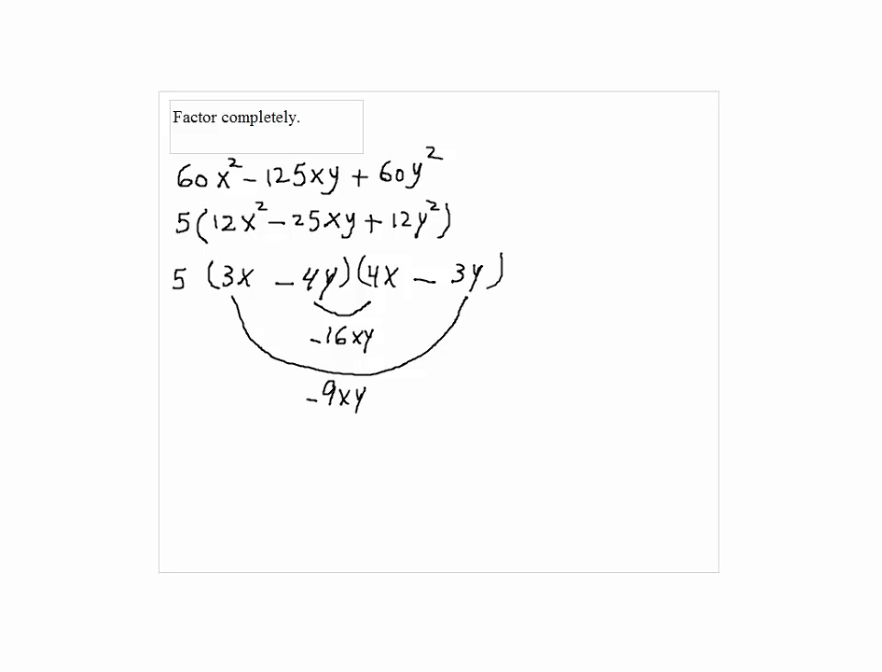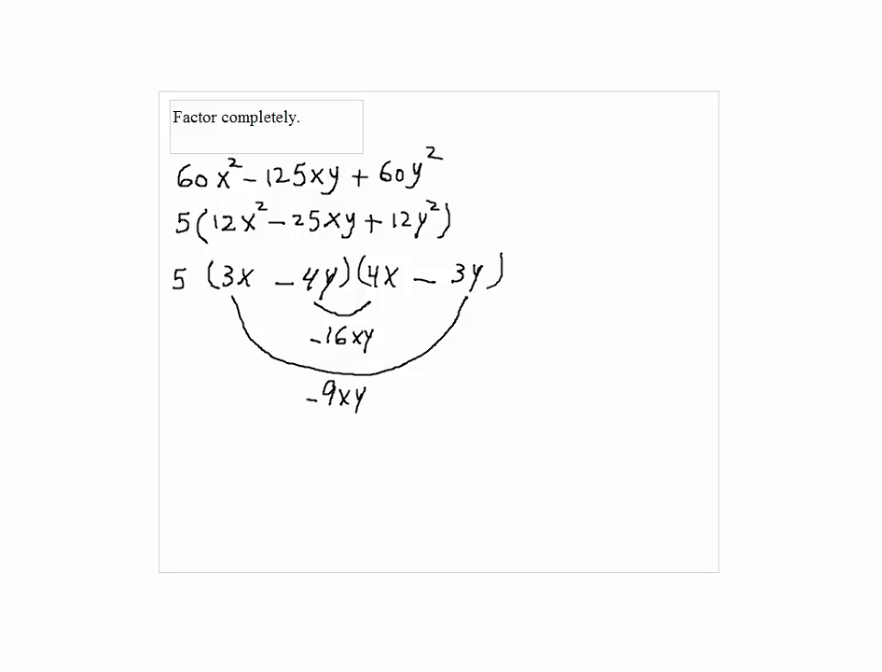4 times 4 would be 16xy. If I multiply the two furthest terms together, 3x times 3y would be 9xy. We want to make minus 25xy out of those two.